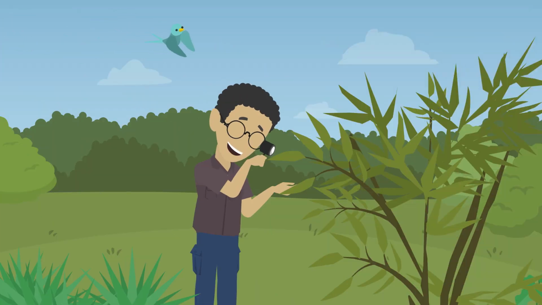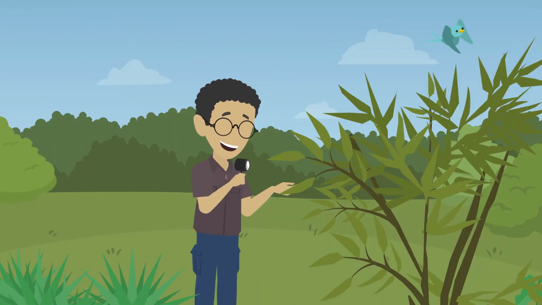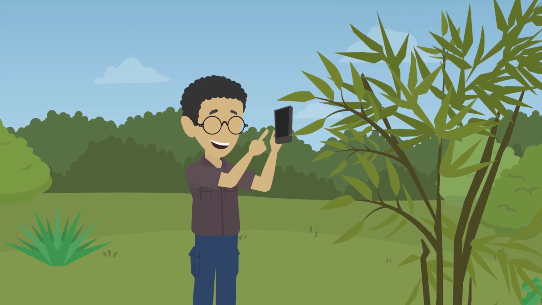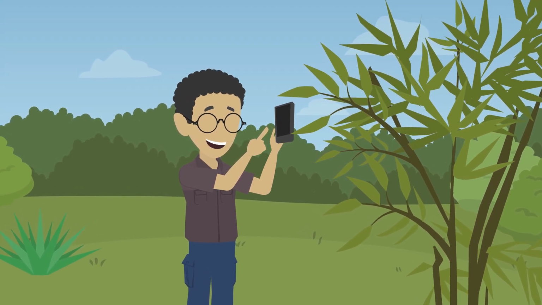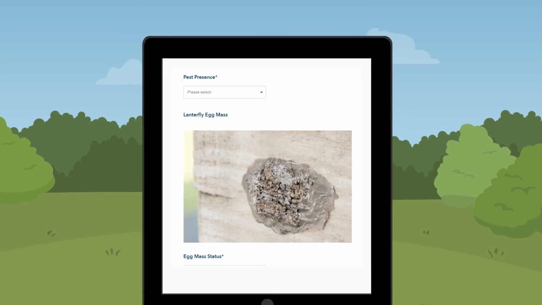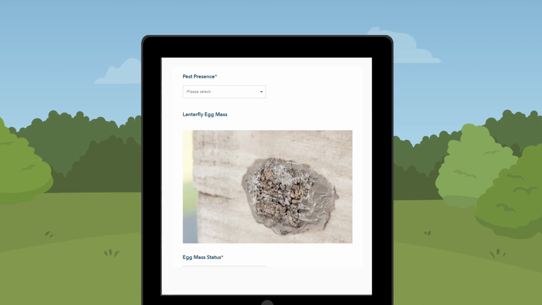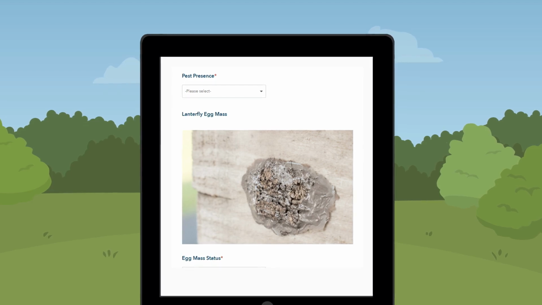Aha! Ramon has found evidence of an invasive pest. Scouts should capture a photo of the invasive species and the signs and symptoms of its presence. Ramon will upload these images to the invasive species reporting tool and answer the corresponding questions.